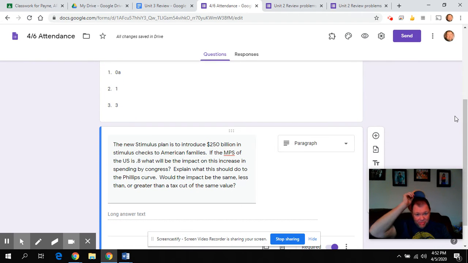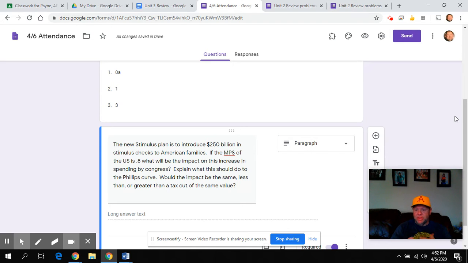The new stimulus plan is to introduce $250 billion in stimulus checks to American families. If the MPS of the United States is 0.8, what will be the impact of this increase in spending by Congress? So what will be the impact on the government because Congress is spending another $250 billion? Explain what this should do to the Phillips curve. And then would the impact be the same, less than, or greater than a tax cut of the same value?